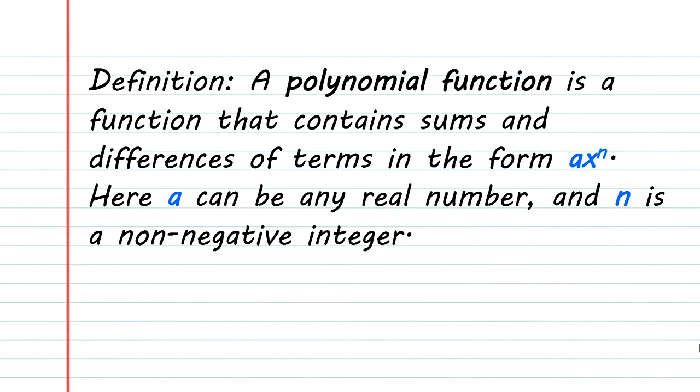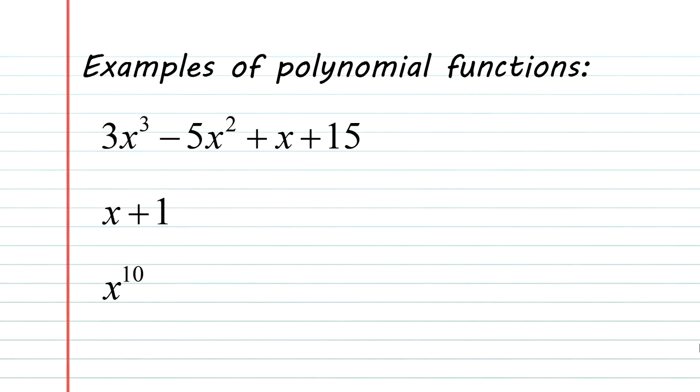A definition. First, a polynomial function is a function that contains sums and differences of terms in the form a times x to the power n. Here, the coefficient a can be any real number, and n is a non-negative integer. Examples of polynomial functions include 3x cubed minus 5x squared plus x plus 15, x plus 1, or x raised to the power 10.